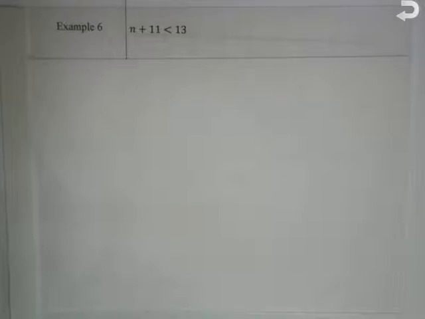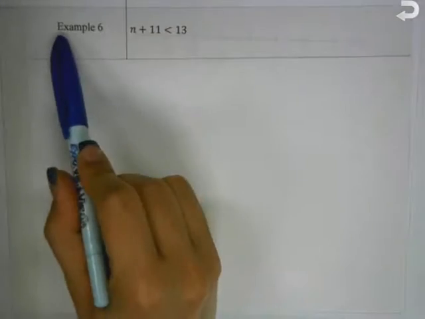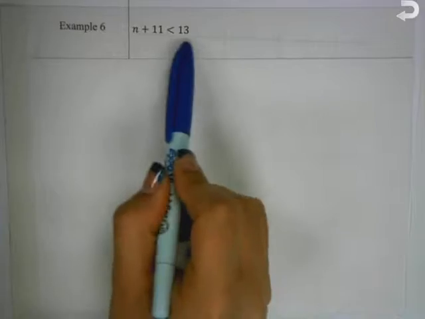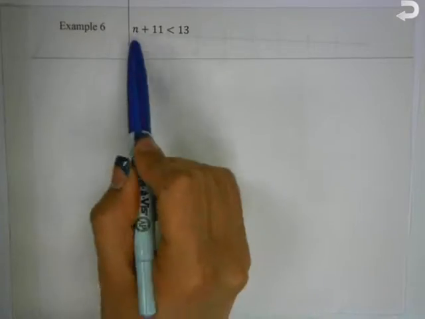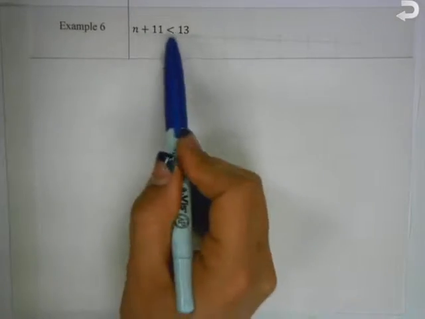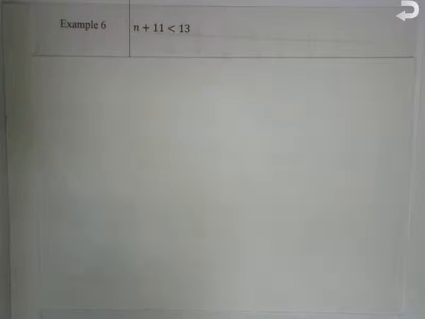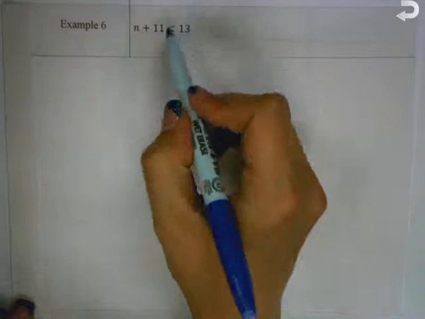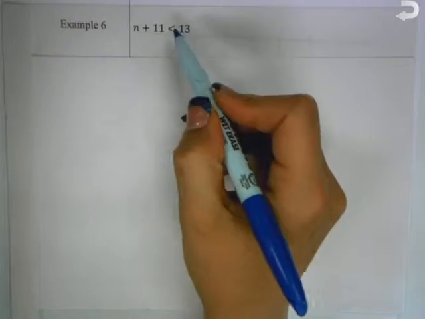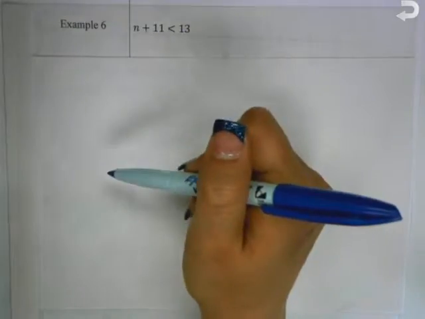Okay guys, so today we're just continuing off from where we left off yesterday. So we're still in 3.1 notes, and we're starting off from example 6 where we left off. So example 6, n plus 11 less than 13. And it's just like I told you, whenever we have an inequality symbol, we still do everything exactly the same way, just as if there was an equal sign there.